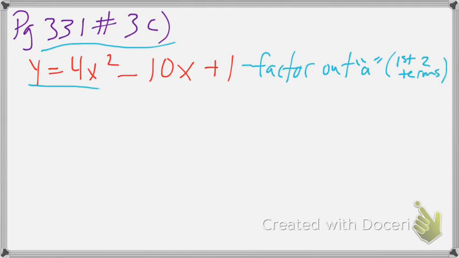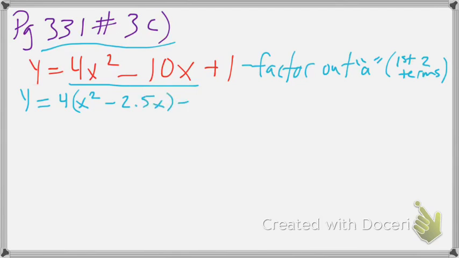I'm going to get rid of this line. I should have written this smaller because I'm going to need more room. So what I'm going to end up with is y is equal to 4 bracket x squared subtract 10 divided by 4 is 2.5, 2.5x plus 1. Okay, now from this point, now divide b by 2.